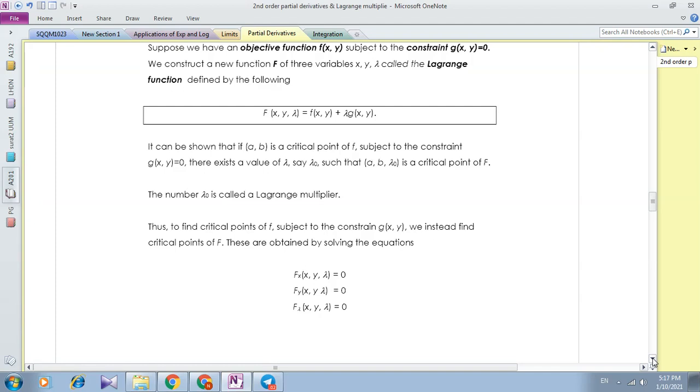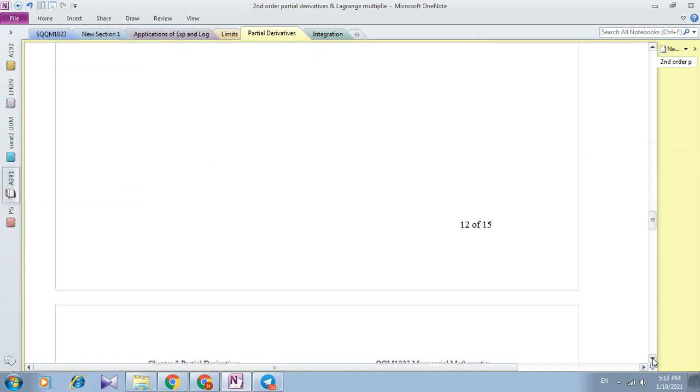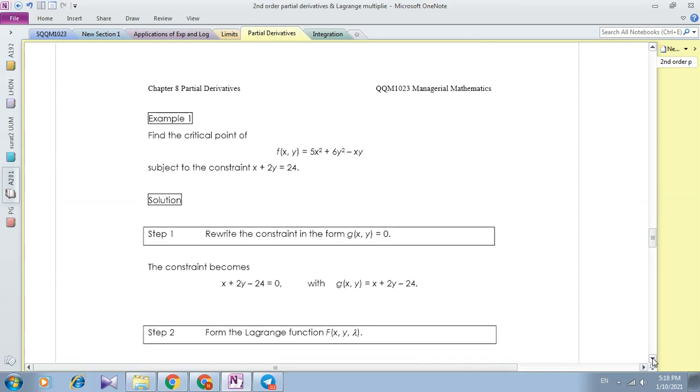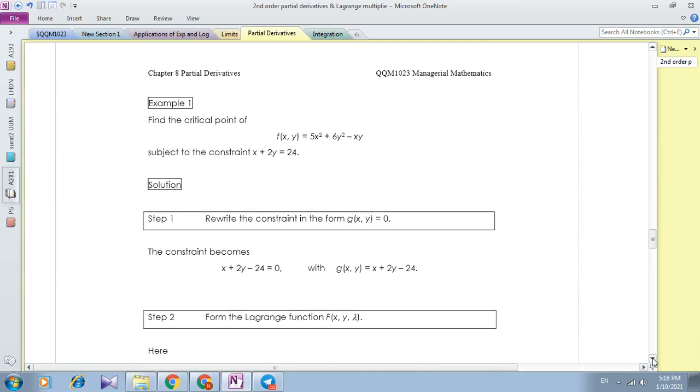This is too rigorous. Let's look at the example. Find the critical point of the given function subject to the constraint x plus 2y equals 24. From here we need to modify it by equating it to 0, so we will have x plus 2y minus 24 equals 0. Only then can we say this is our constraint function.